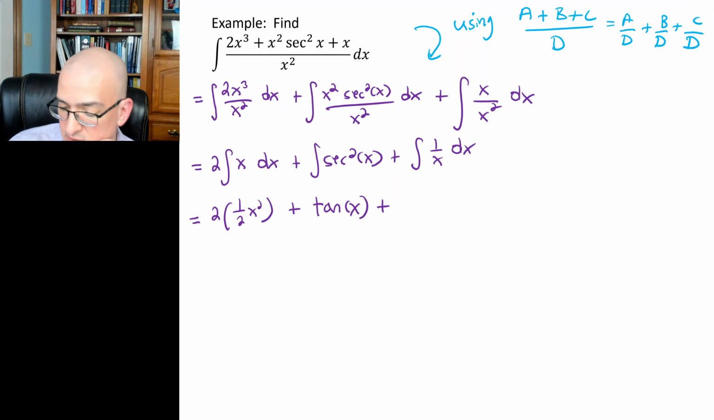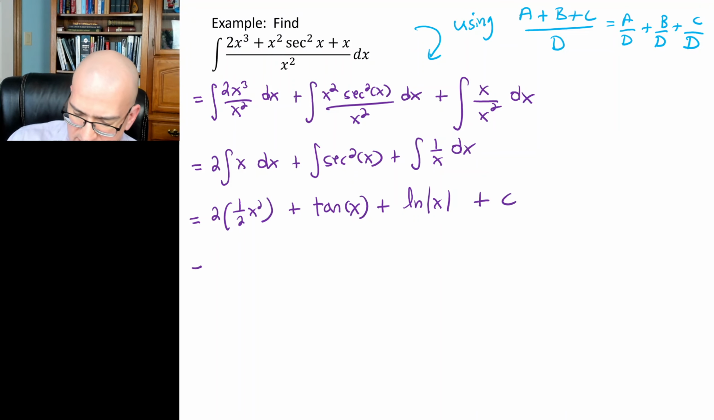We can't use the anti-power rule. This is where the ln absolute value of x comes in, and we get a big plus c. And I guess the only thing we can do is simplify the 2 times 1/2. So it becomes x squared plus tan of x plus ln absolute value of x plus c.